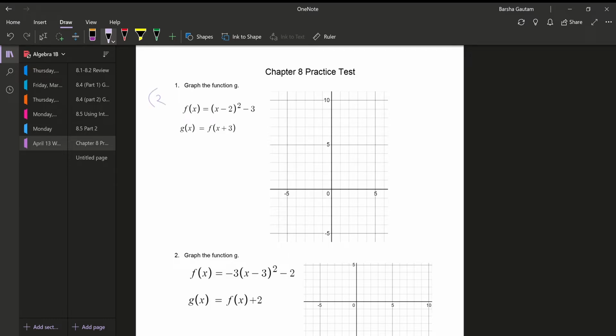So let's write that up here. 2, comma, negative 3. That's going to be our vertex. Okay. That's the vertex for f of x. Right? So let's go ahead and label that 2, comma, negative 3. So we're going to go 2 to the right and 3 down. 1, 2, 3. So it'll be right there.